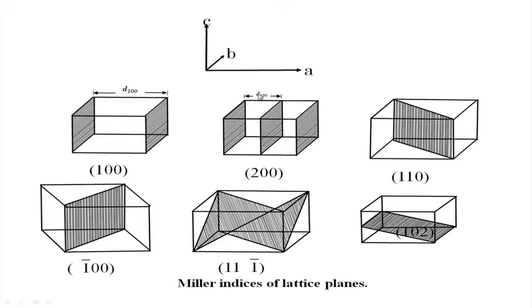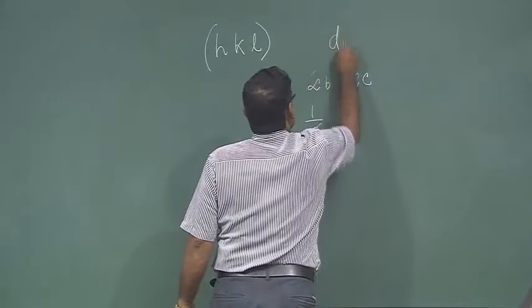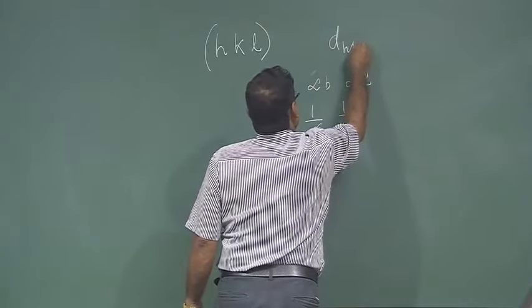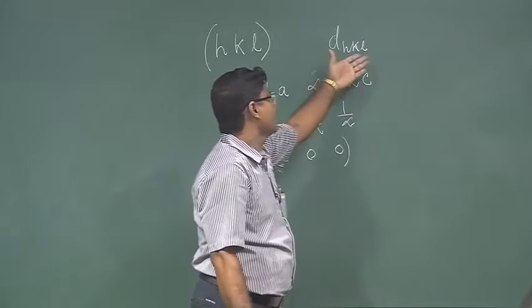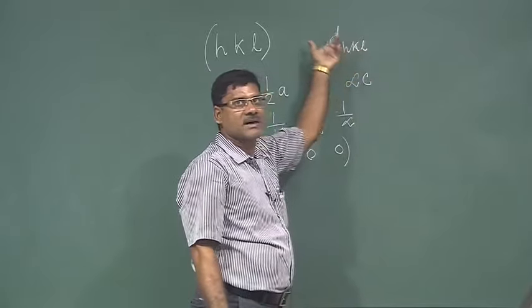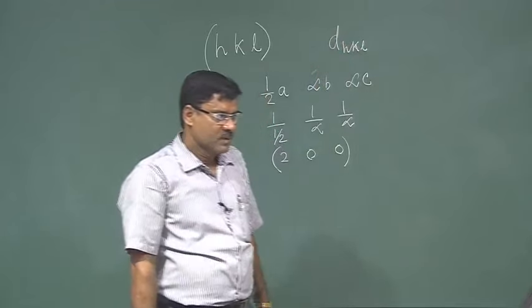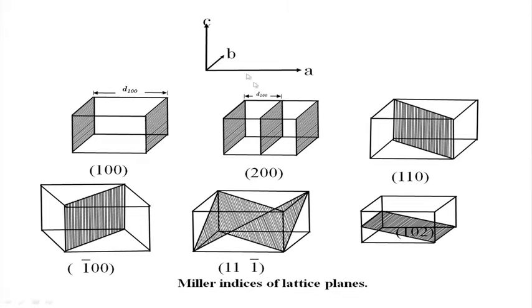So, here this d 2 0 0 is not d 1 0 0, the interplanar distance. Generally the interplanar distance we write as d h k l. So, for the h k l plane, the interplanar distance is d h k l. So, here it will be d 2 0 0.